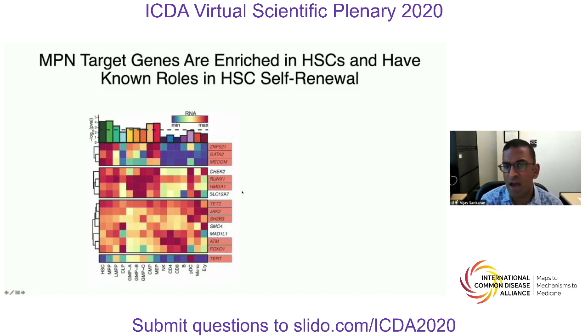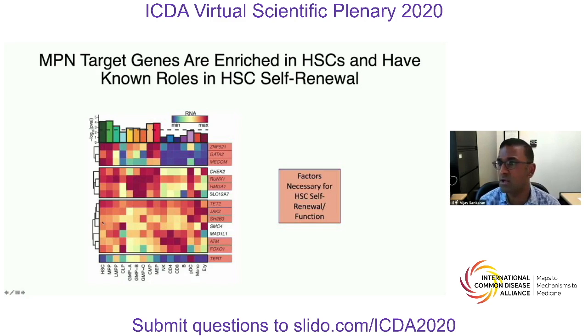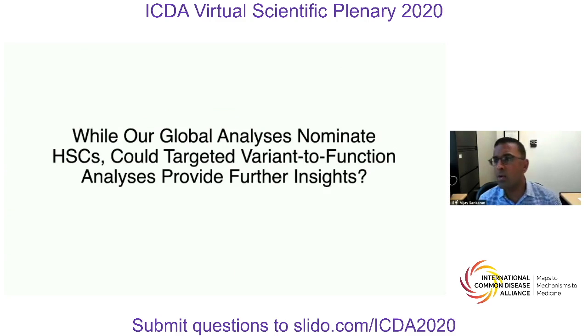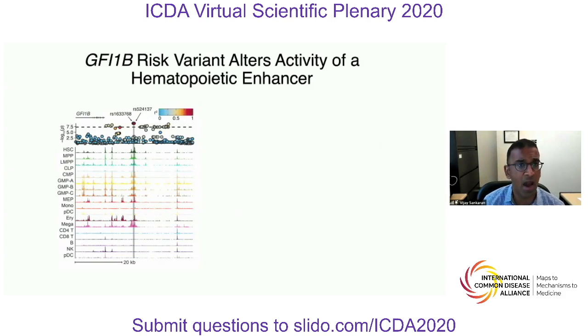And I would note that the vast majority of these 15 genes that I'm showing you here are actually factors that are well studied to be important for stem cell self-renewal and function. Indeed, they're highly expressed in the bulk cell populations as shown in the stem cell compartment, and even in single cell data, we can see that they're nicely enriched in the stem cell compartment as well. Now, while these global analyses could certainly nominate stem cells, we wanted to conduct targeted variant to function analyses to provide further insights and really to perturb this process to identify whether this process was impacted. And I'll just give you one example for the sake of time.